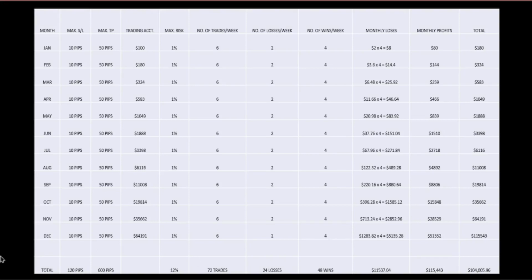And so we now move to the last month of the year, which is December. Our trading account is $64,191. Every other thing remains constant. And our loss for that entire month will amount to $5,135.28. All right. And in the same month, we make a profit of $51,352. If you add that to our trading account here, it will give you $115,543. Can you see that?